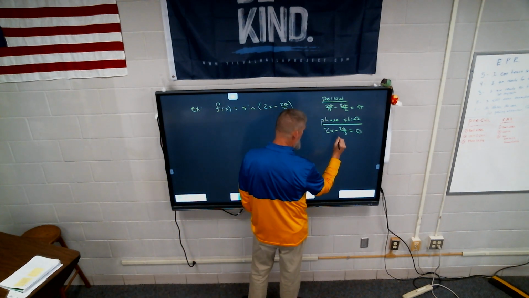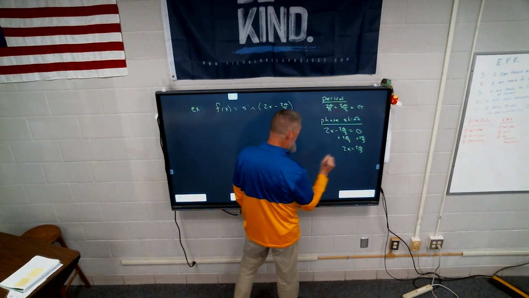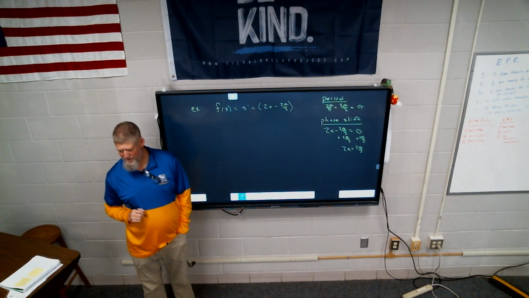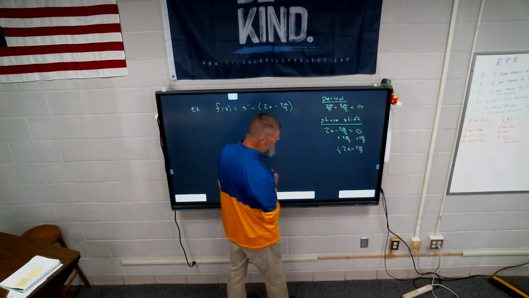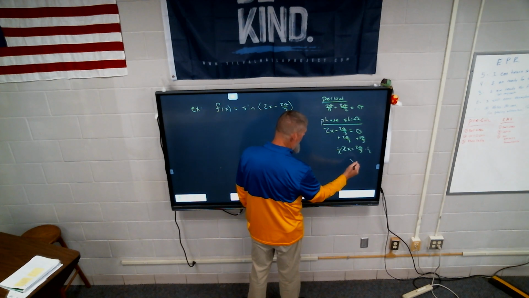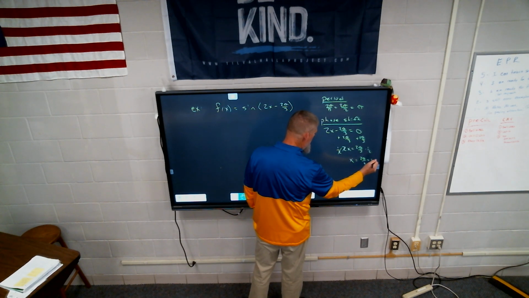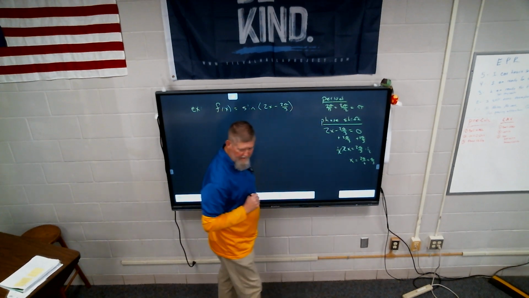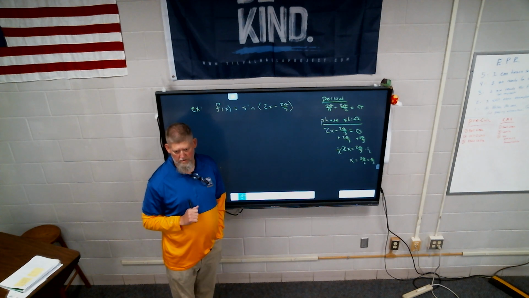So I would add 2 pi over 3. I get 2x equals 2 pi over 3. How do I get rid of that 2? Divide both sides by 2 or multiply by 1/2, either way. Multiply by 1/2, so these cancel. X is going to be equal to 2 pi over 6, which is pi over 3. And that's my new starting point.